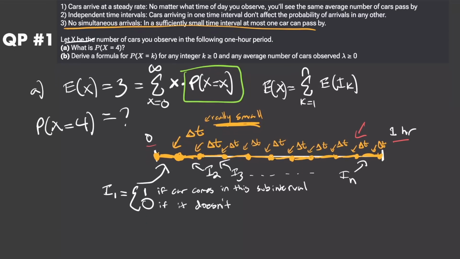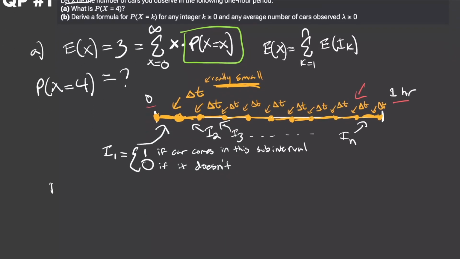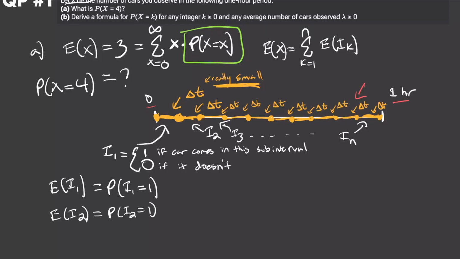Okay, so now let's look at the expected value of one of our indicators. Let's just find the expected value of I sub 1. Just like with any indicator, this is equal to the probability that I sub 1 is equal to 1, so the probability that a car comes within that micro subinterval. Similarly, the expected value of I sub 2 is equal to the probability that I sub 2 is equal to 1. The expected value of I sub n is equal to the probability that I sub n is equal to 1. Same is true for any indicator, so we can replace this term up here with the probability that I sub k is equal to 1.